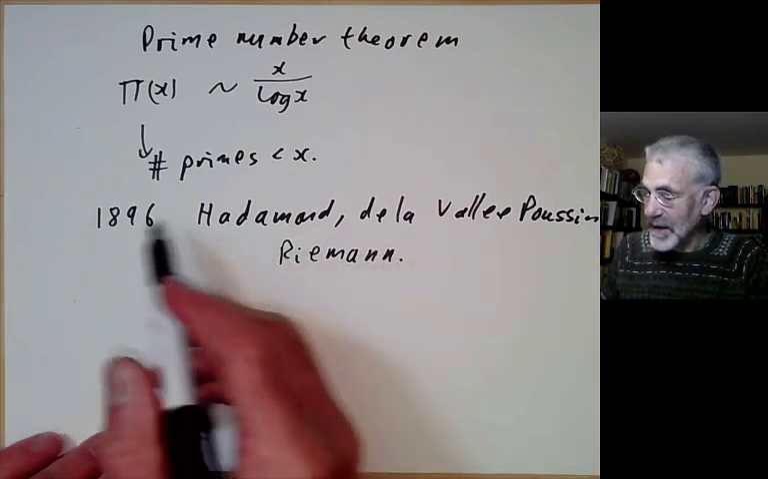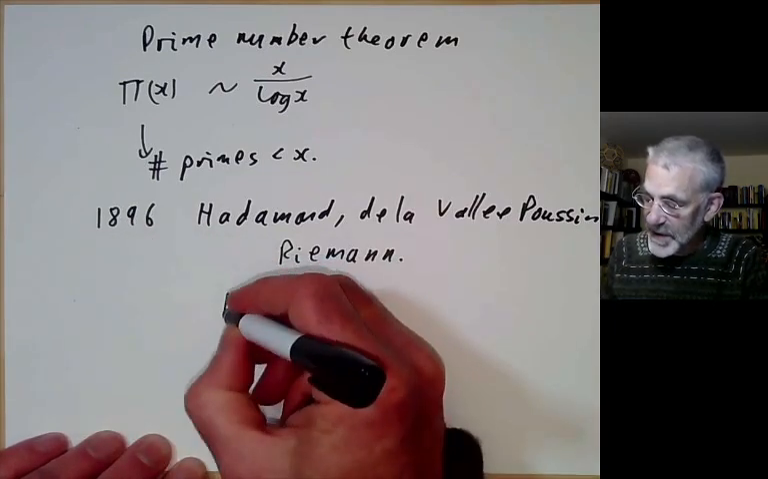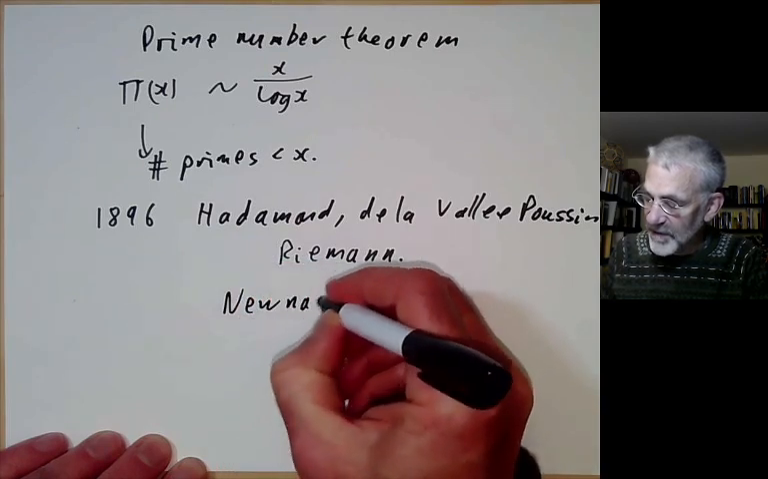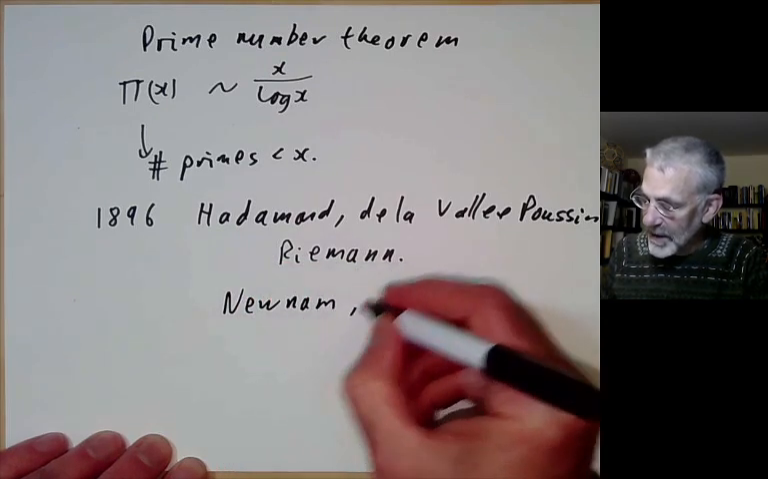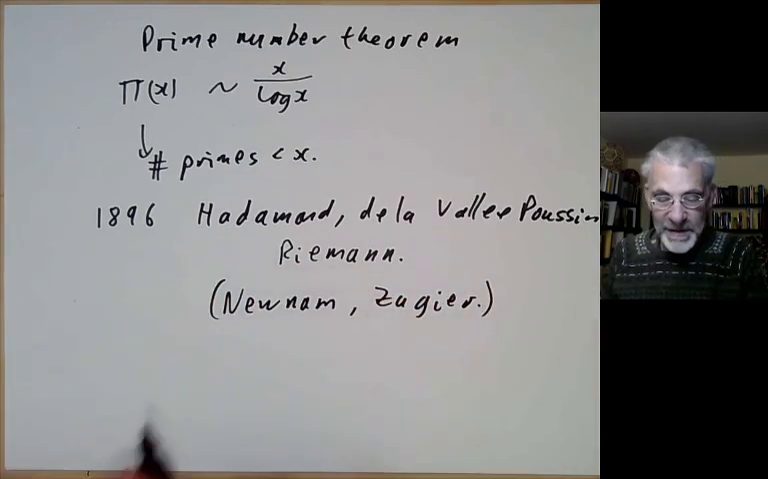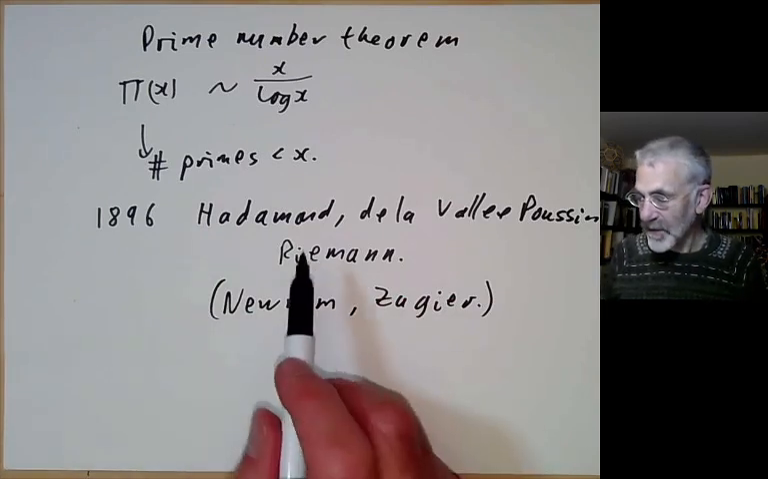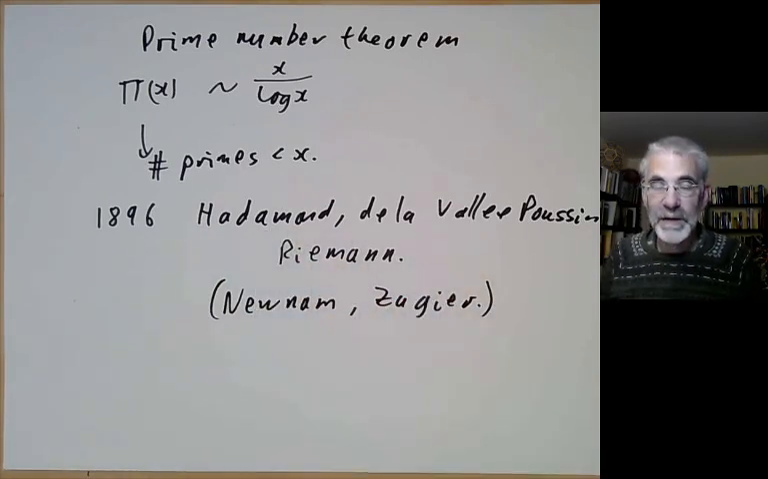In the more than a century since their proof was found, there have been several improvements. In particular, there were some improvements found by Newman and Don Zagier, which I'm going to incorporate. There are several other proofs of this. Hadamard and de la Vallée-Poussin's proof used complex analysis.